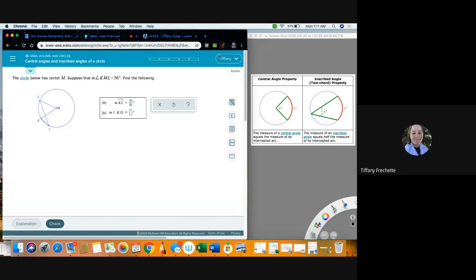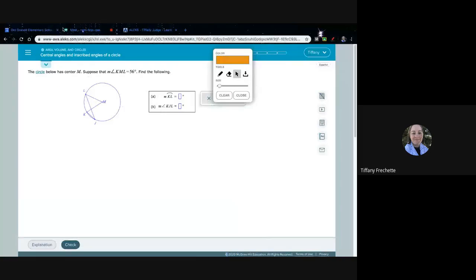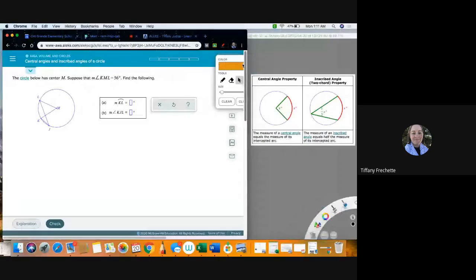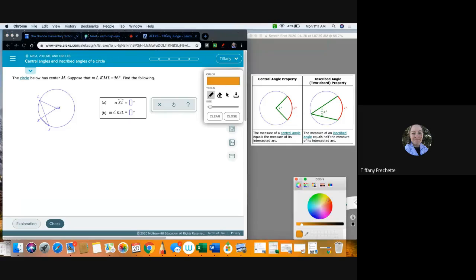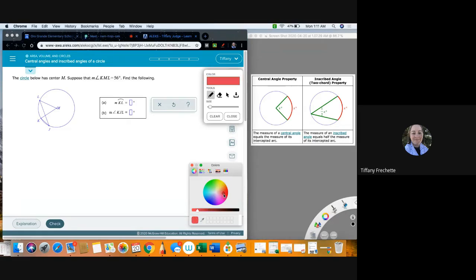We have a circle here. Hold on, I got to move my pen tool over so we can actually see it. Okay. This program likes to argue with me a little bit on my pen tool here. Okay, so let's change this so it's reds and greens, just like what they have over there. All right, so we have M is the center, and suppose that the measure of KML, so we have a measurement here, and that's KML. So this one here is 56 degrees.